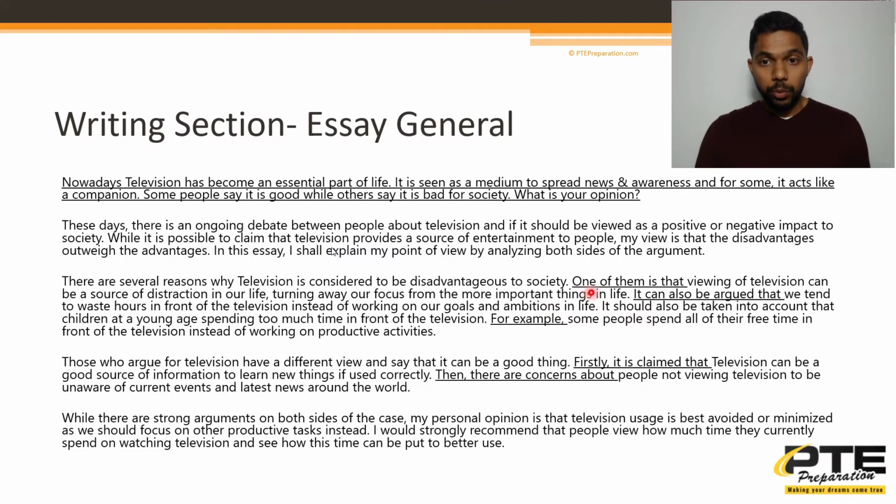So now I'm getting into the supporting points. One of them is that viewing of television can be a source of distraction in our life, turning away our focus from the more important things in life. It can also be argued that we tend to waste hours in front of the television instead of working on our goals and ambitions in life. It should also be taken into account that children at a young age spend too much time in front of the television. For example, some people spend all of their free time in front of the television instead of working on productive activities. So basically I've given points as to why television is disadvantageous to society.